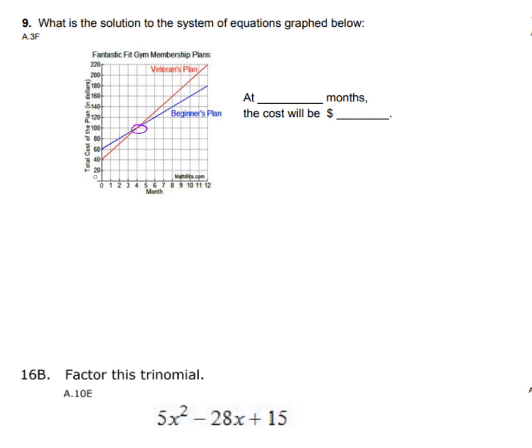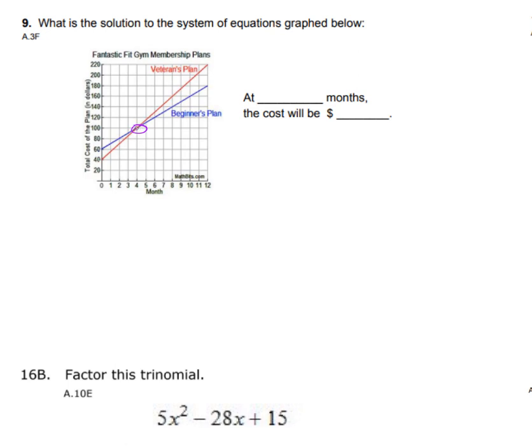So it looks like if you're paying for 1 month, the veterans plan is actually going to be cheaper than the beginners plan, right? However, later on, like at 11 months, the veterans plan is actually going to be more expensive than the beginner's plan, which is interesting. I don't know why that would be. But anyway, moving on. Here we go.